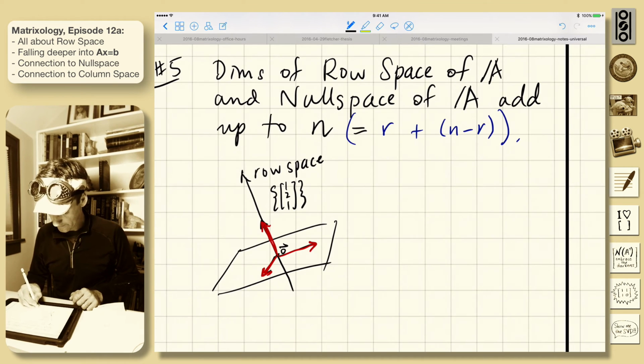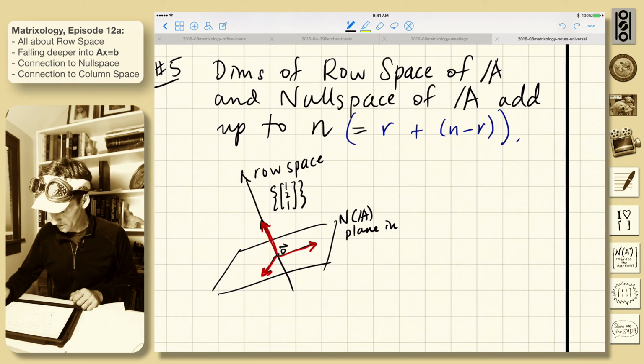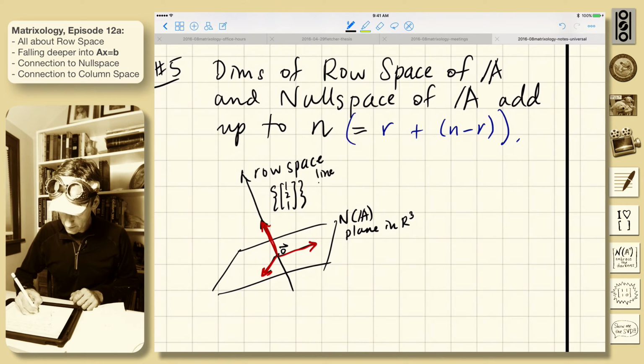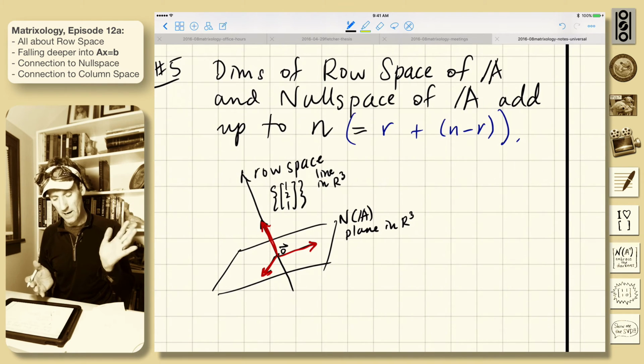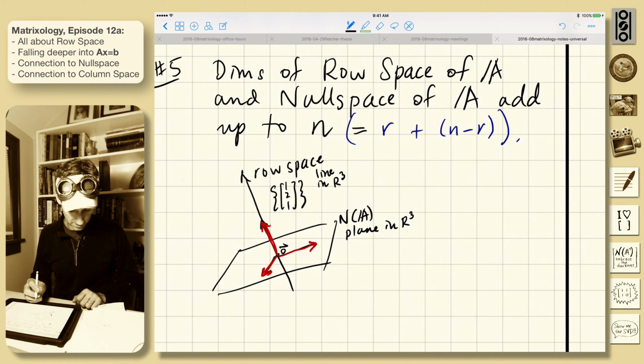Let's say this is the row space, and this is the null space of A. This is a plane in R3, and this is a line in R3. So the dimensions are adding up. Okay, that's good. And what else?